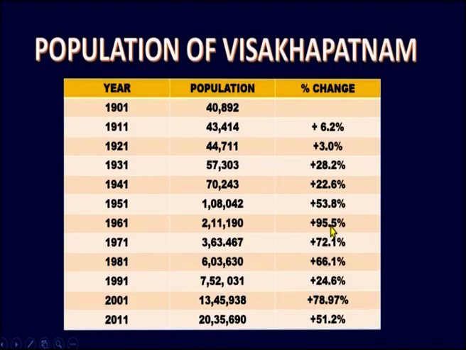From 51 to 1961, it has increased to 2,11,190. What is the percentage change? Plus 95.5%. Then 1971, it has increased to 3,63,467. Percentage change has decreased, means very less increase is between 1961 to 1971, that is plus 72.1%. 1981, it has increased to 6,03,630, means lot of increase, means population has increased here from 1971 to 81.